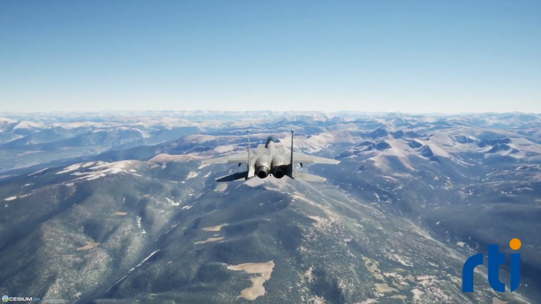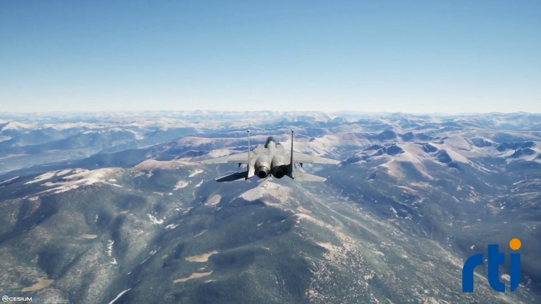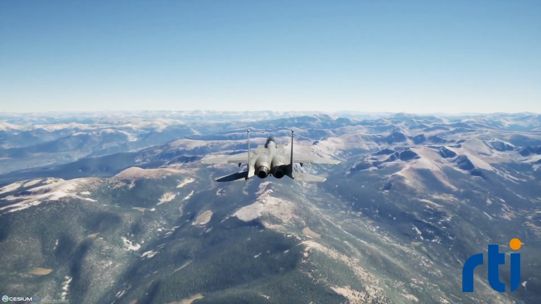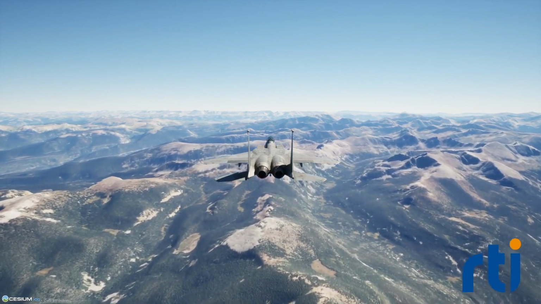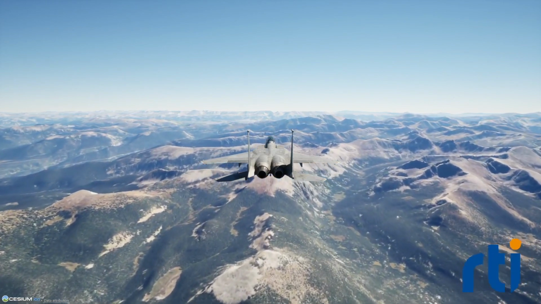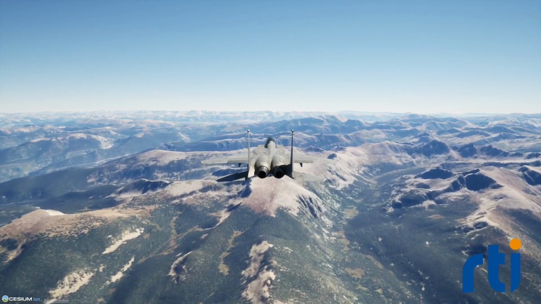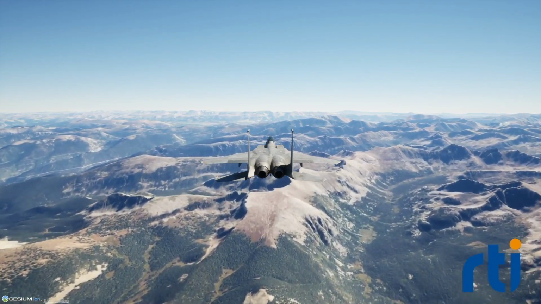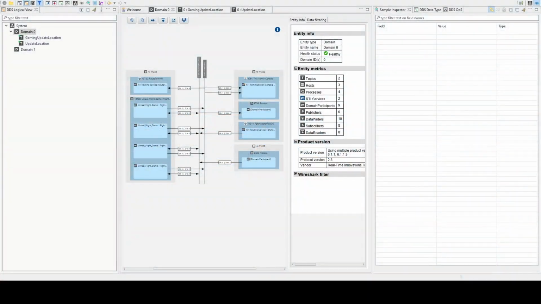The simulator shown on this screen uses Unreal Engine and Cesium to display the terrain and geography beneath the aircraft. The RTI Unreal Engine plugin allows the simulation to publish positional data to the Connext databus. Now let's take a look at how this integrates with RTI Connext tools.